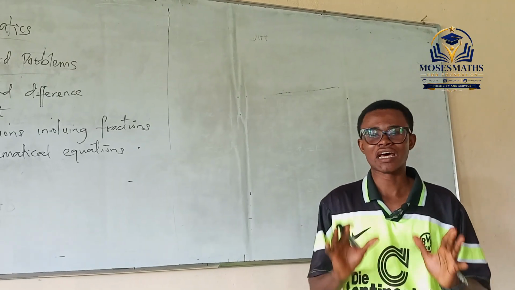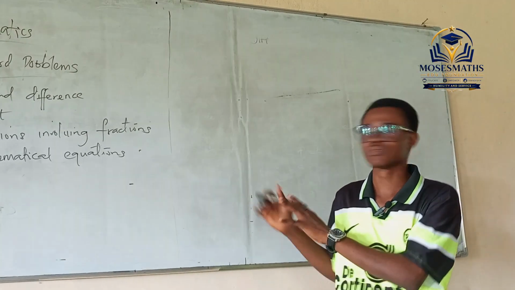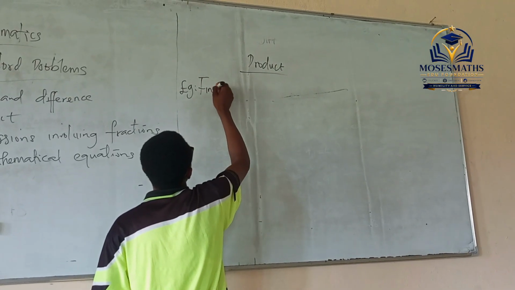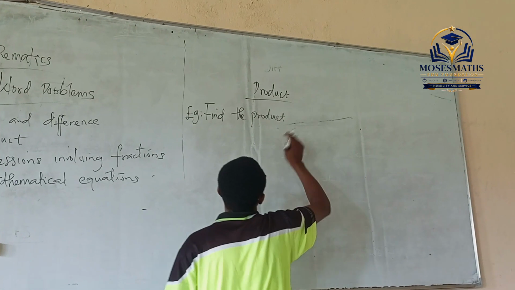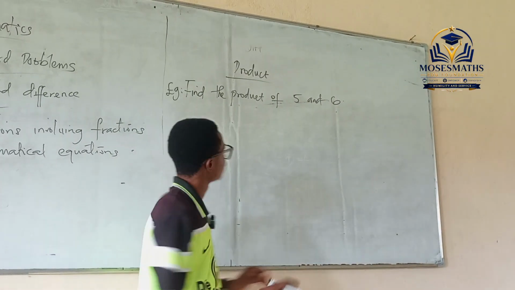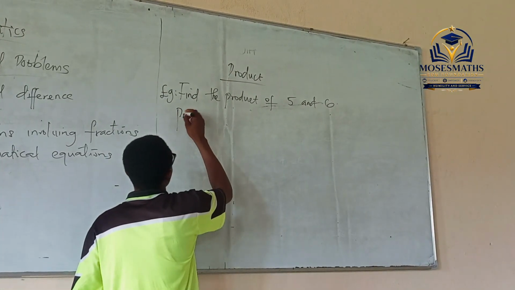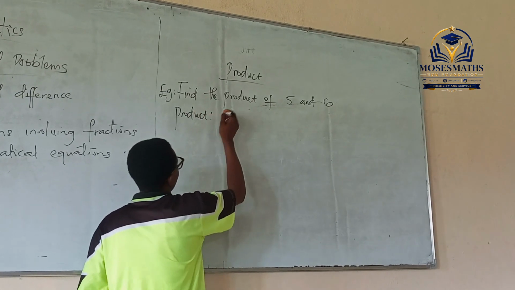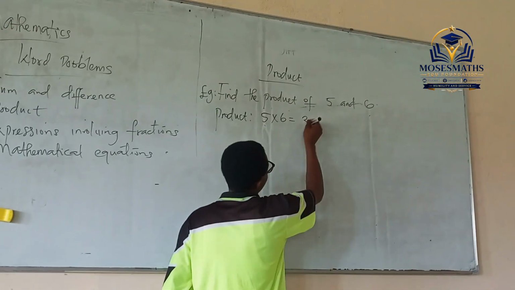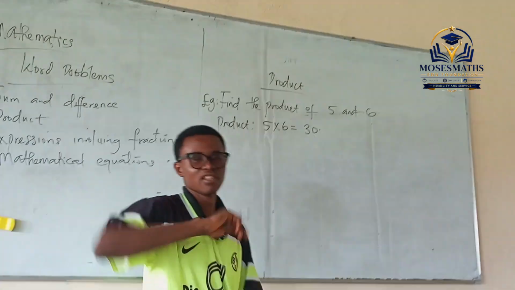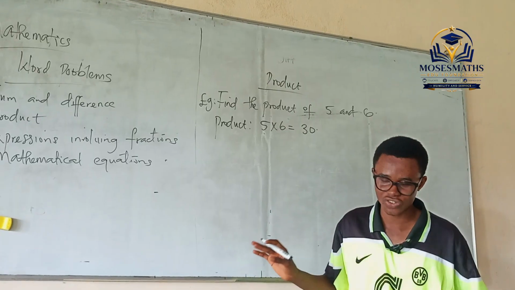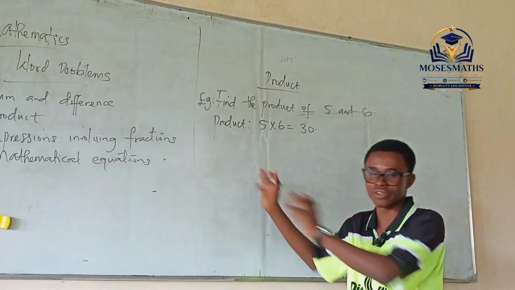That's all I have to say about products. No long talk. Now let's take one example. Find the product of 5 and 6. Simple. Product equals 5 times 6. 5 times 6 is 30. This is your answer. If you have the option 30, just tick it and move on to the next question. It's not difficult. So that's all for the product.